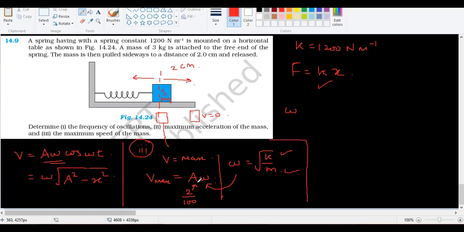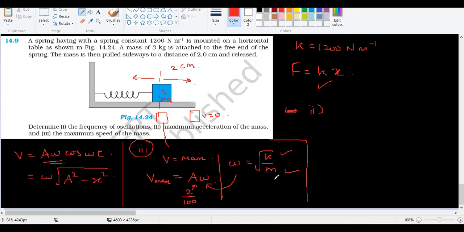I could have told you that V max is equal to A omega, but you have to remember from the derivation. You would have got A omega cos omega t. So whatever is in front of cos or sin, that is the maximum value. That's your V max. That will happen in the mean position. Maximum acceleration of the mass will happen at the extreme locations. Why? Because acceleration.